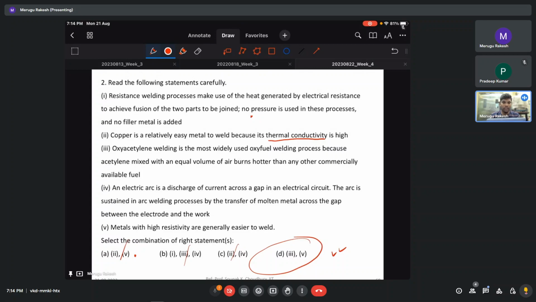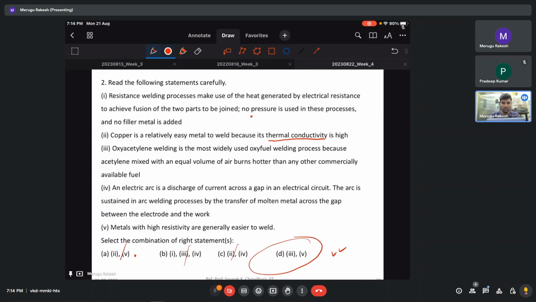For example, in the second option, if the thermal conductivity is very high, then as you weld, the heat is getting dissipated, so there is no welding happening. So we need a very high heat input rate, which makes the welding complex. That's why the second option is wrong. We know the answer, but we'll just read through.